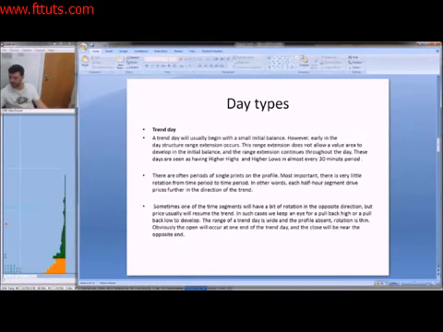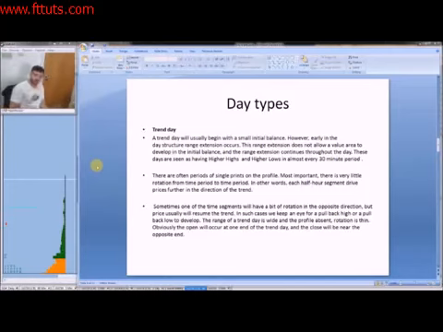A trend day will usually begin with the smallest initial balance. However, early in the day structure, range extension occurs. This range extension does not allow a value area to develop in the initial balance, and the range extension continues throughout the day. These days are seen as having higher highs and higher lows in almost every 30-minute period.